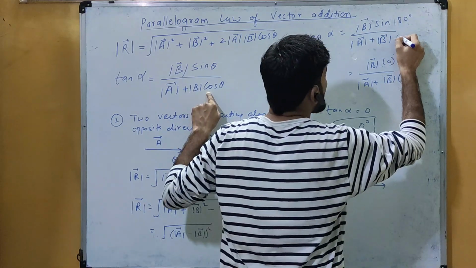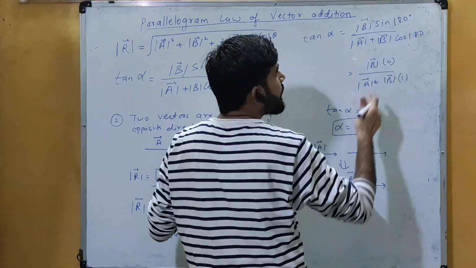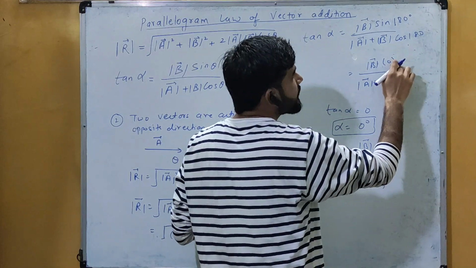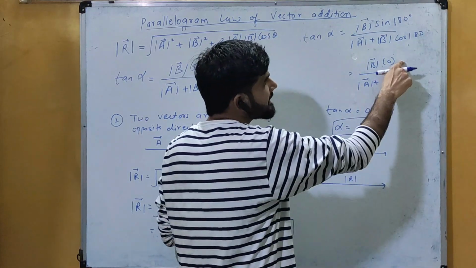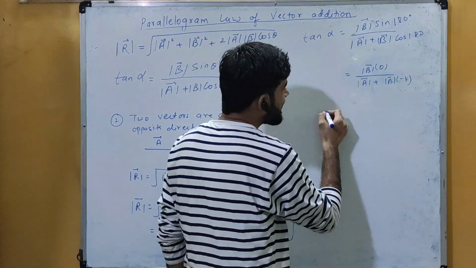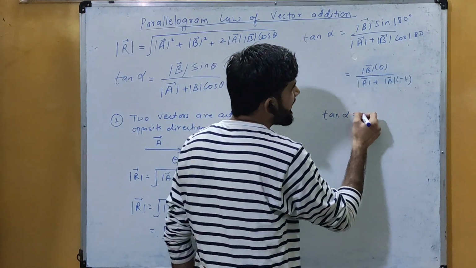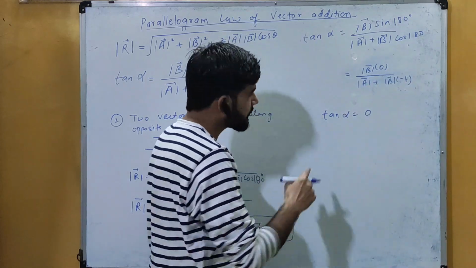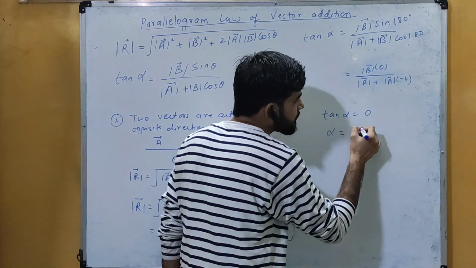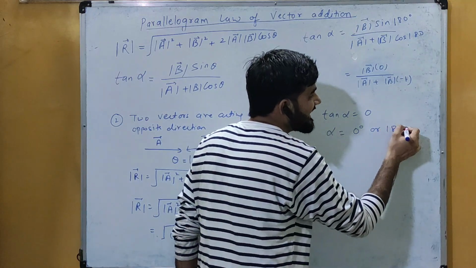Here I can also write cos 180 degree. Now the value of sin 180 is equal to 0 degree, and the value of cos 180 will be equal to -1. But here in the numerator we have 0, so I can write tan alpha is equal to 0. Why? Because in the numerator we have 0. Now the value of alpha is equal to 0 degree or 180 degree.